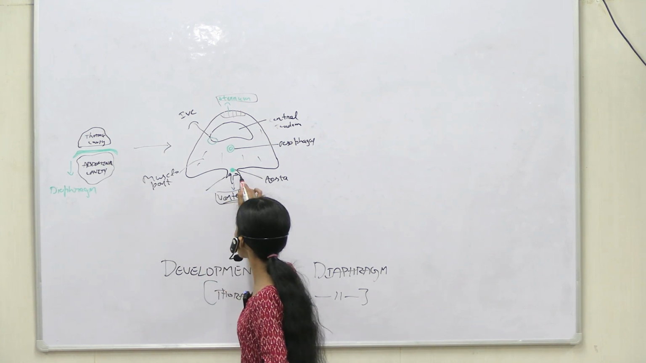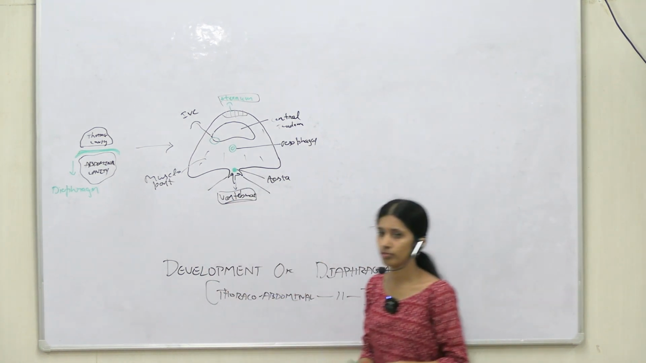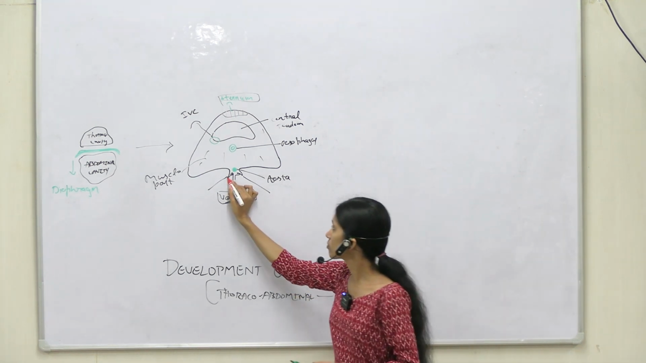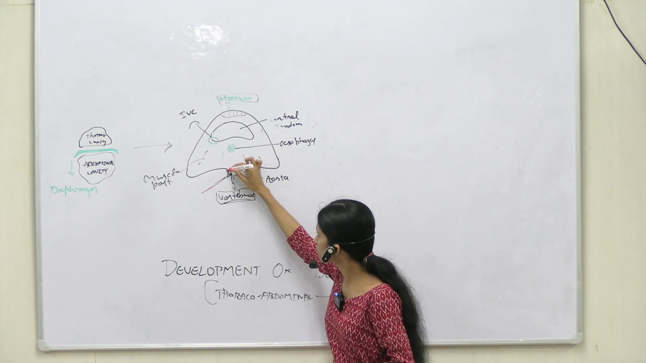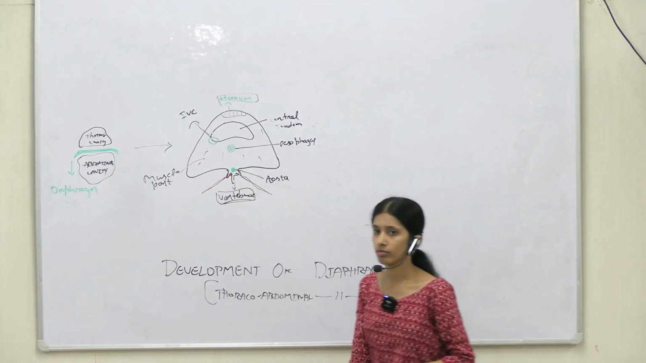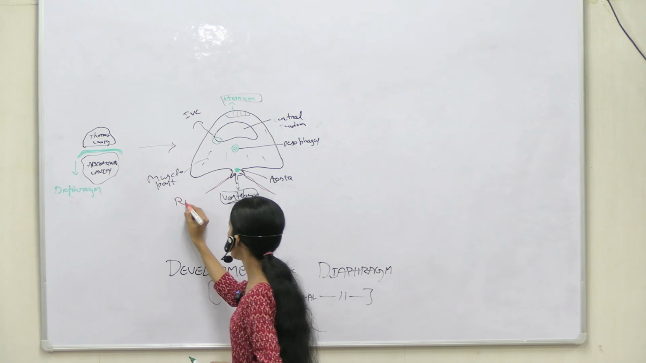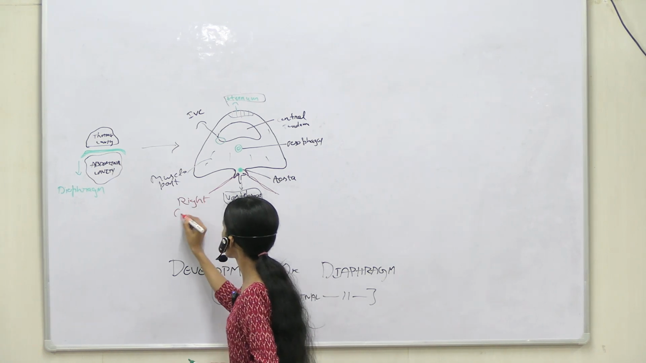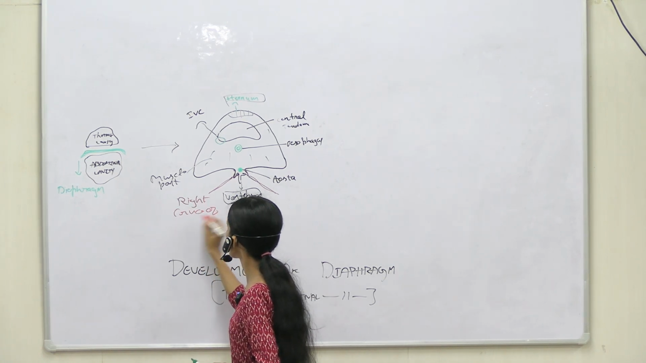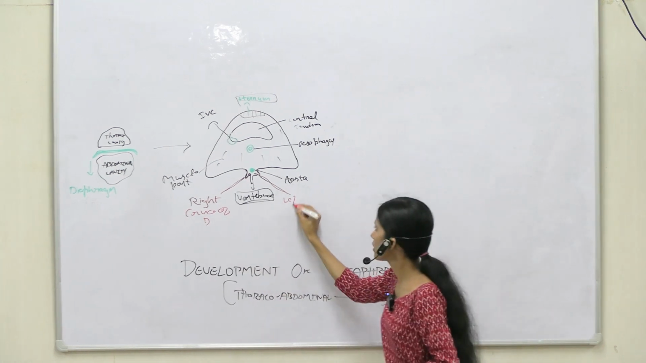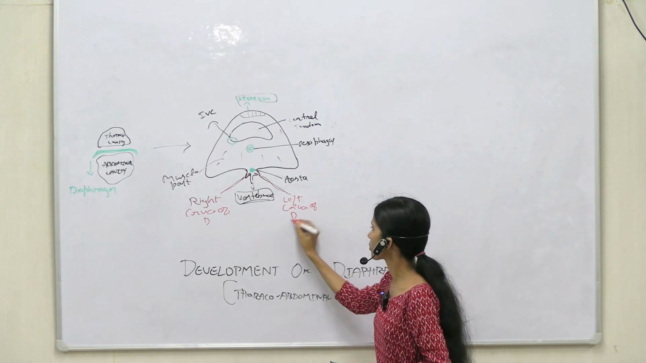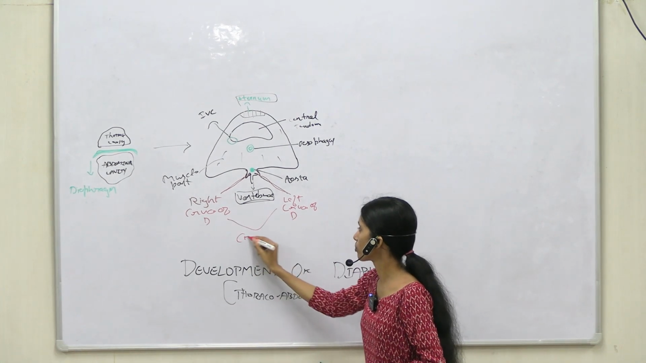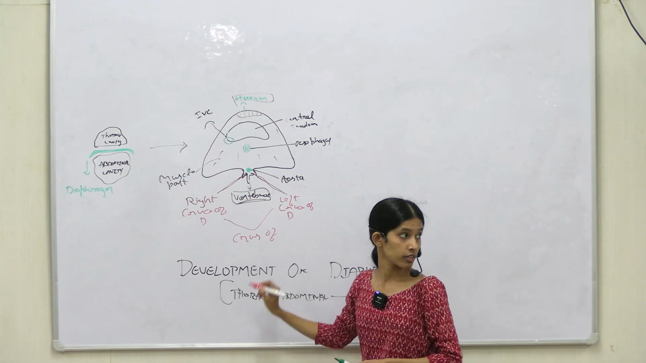What about these two structures? This one. This is the right crura of diaphragm and this is the left crura of diaphragm. Together this will form the crus of diaphragm.